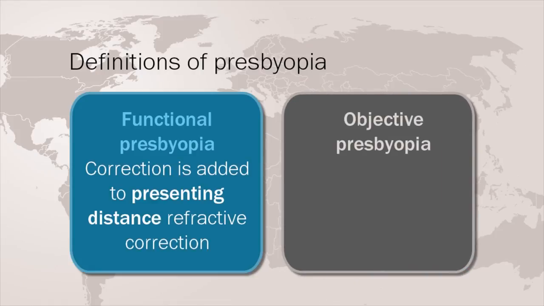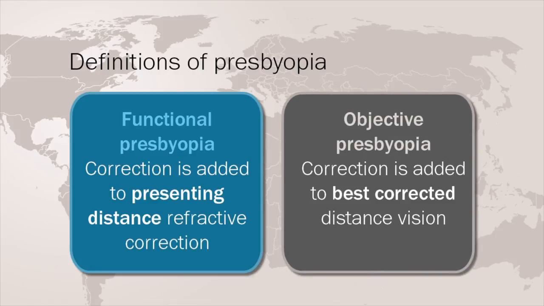Objective presbyopia is defined as needing significant optical correction of greater than +1 diopter added to best corrected distance vision to improve near vision to N8 print. It's important to remember the difference between these two definitions when you review epidemiological data, because people with uncorrected myopia do not develop functional presbyopia.